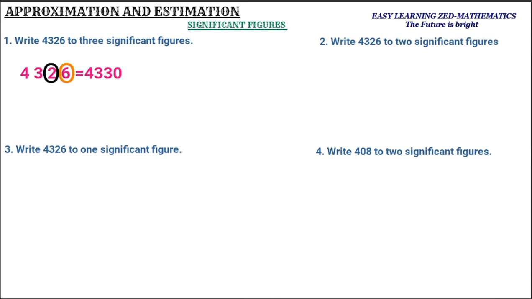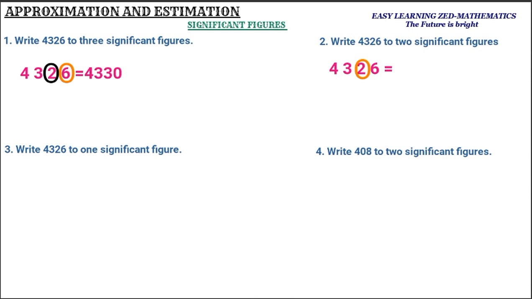Question 2, the question is write 4,326 to 2 significant figures. So I'm going to write that number down. Then we are going to identify the number which is going to be removed and the number that might change or remain the same. So the number which is going to be removed will be circled in orange. So that is the number which is going to be removed. Why? Because we are told to write this number to two significant figures. That means we should remain with two significant numbers.